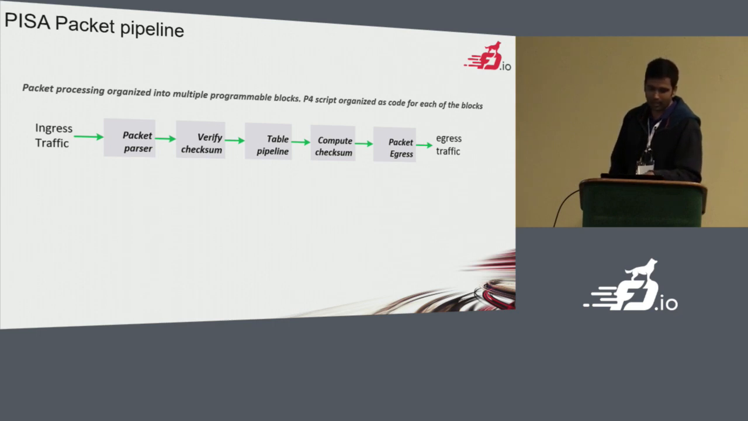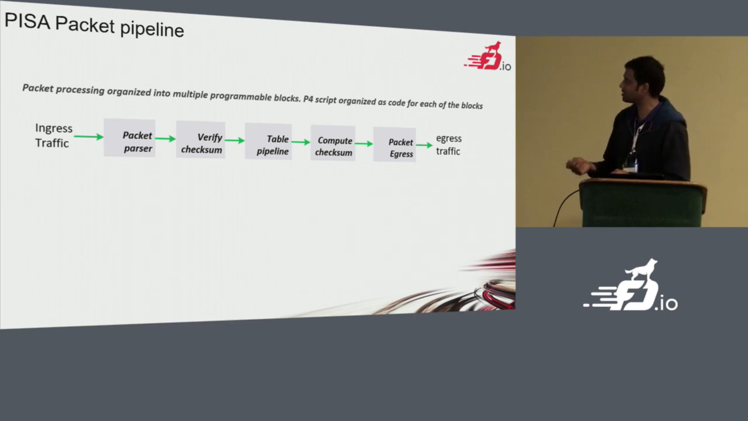And the packet egress block applies the packet actions and then makes the final packet and sends it out. Verify checksum can be used to verify the checksum in the ingress packet, and the compute checksum computes the checksum after the packets have been manipulated.